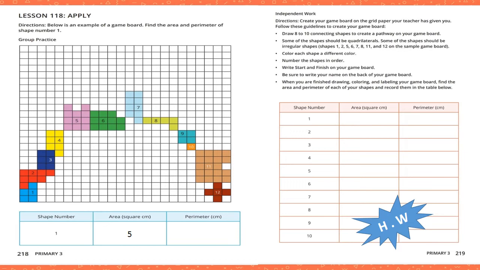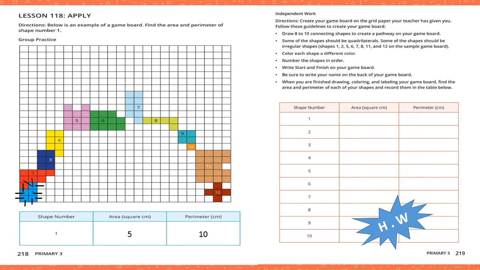For example here, example number 1, the blue one. How many units inside the shape? Let's count. 1, 2, 3, 4, 5. So the area equals 5. What about the perimeter? Here, let's count how many units around the shape. Count with me together. 1, 2, 3, 4, 5, 6, 7, 8, 9, 10. So the perimeter here is 10.